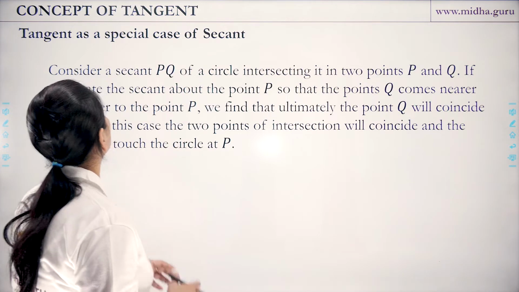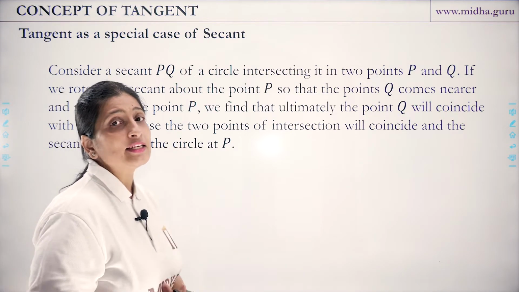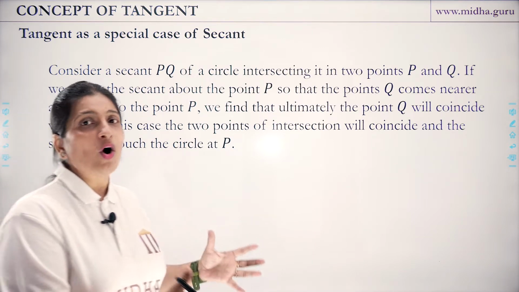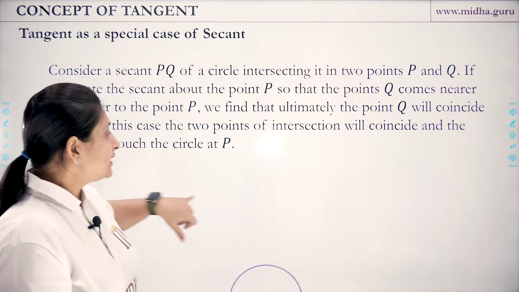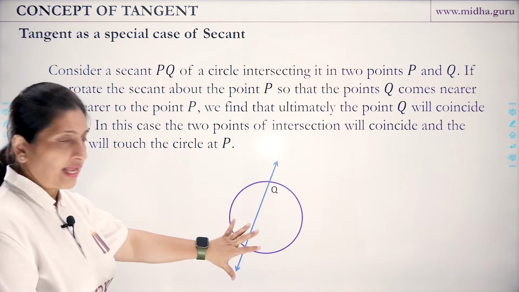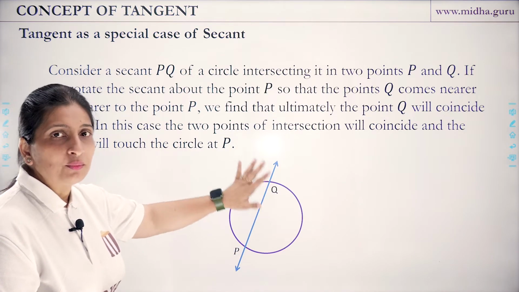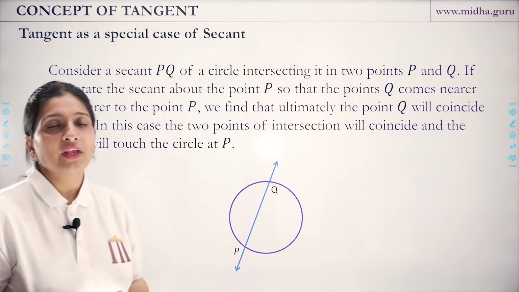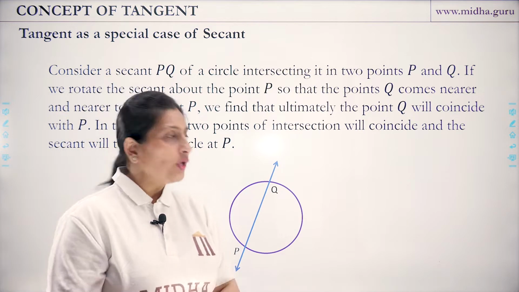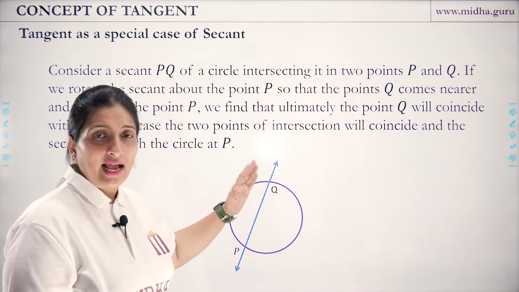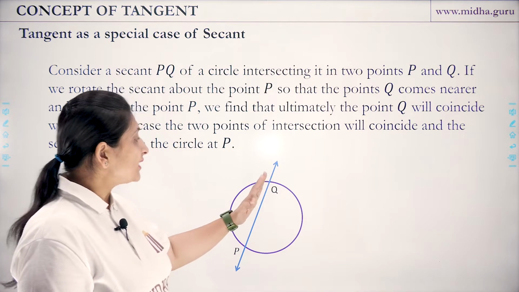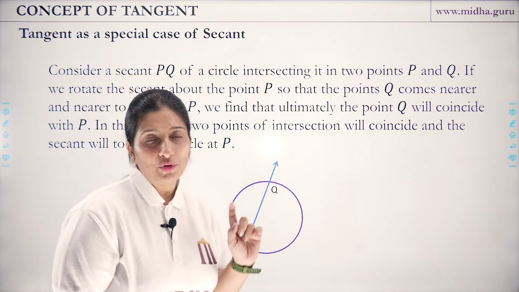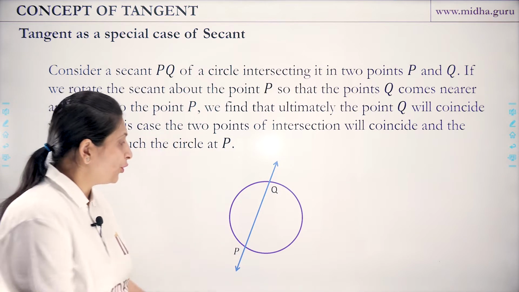Next, we'll see tangent as a special case of secant. When can a secant be called a tangent? We'll take a secant to a circle which is intersecting this circle at 2 points P and Q. Next, we will rotate this line anti-clockwise about the point P.